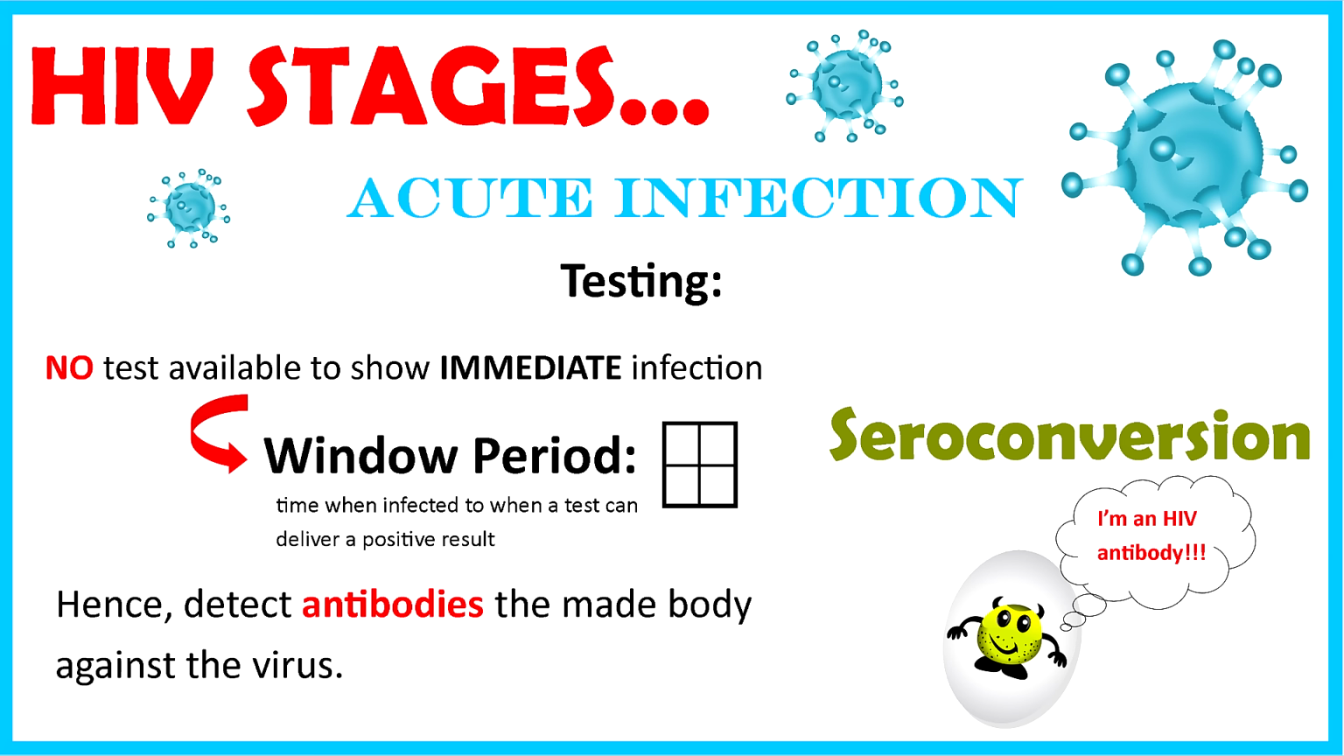So the person can still transmit the virus, and if a person suspects they have HIV, they still need to abstain from activities that could transmit it until they have confirmation. So window periods can vary depending on the test. So let's look at the different types of tests.